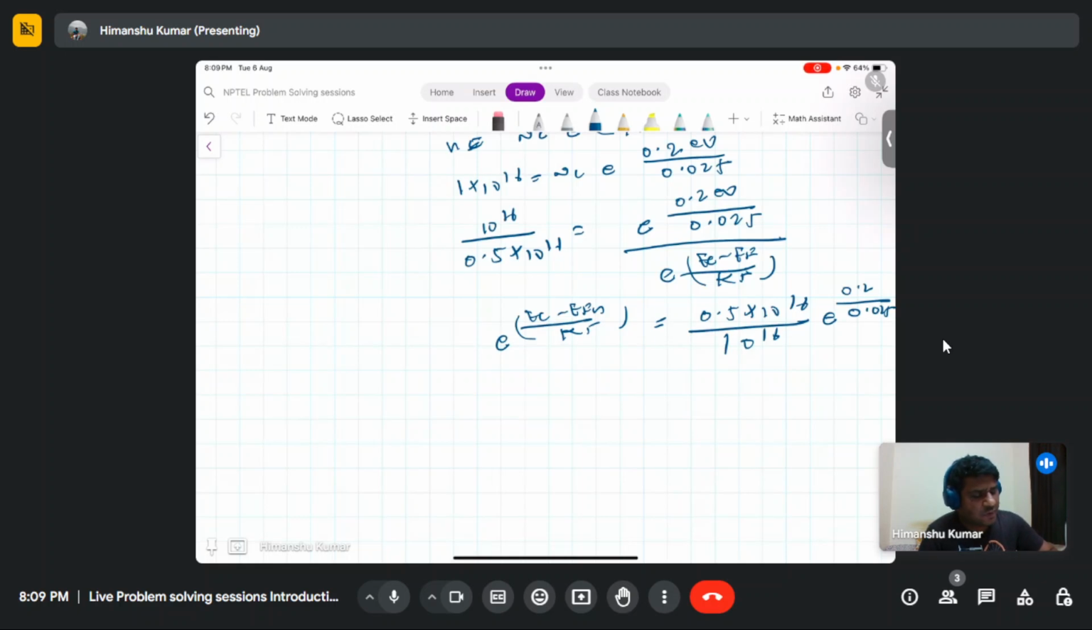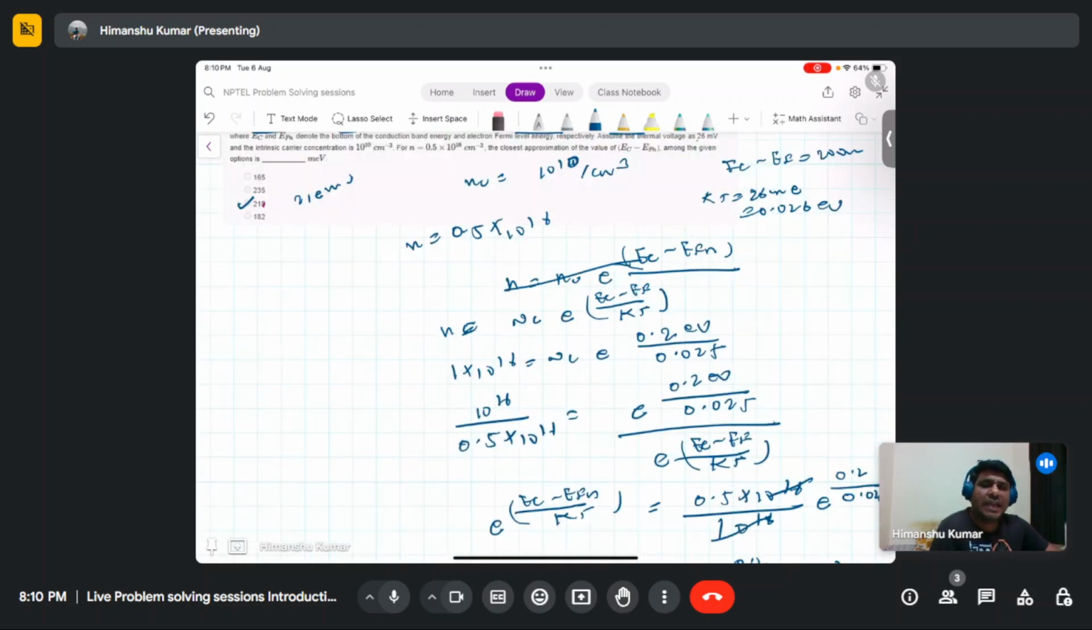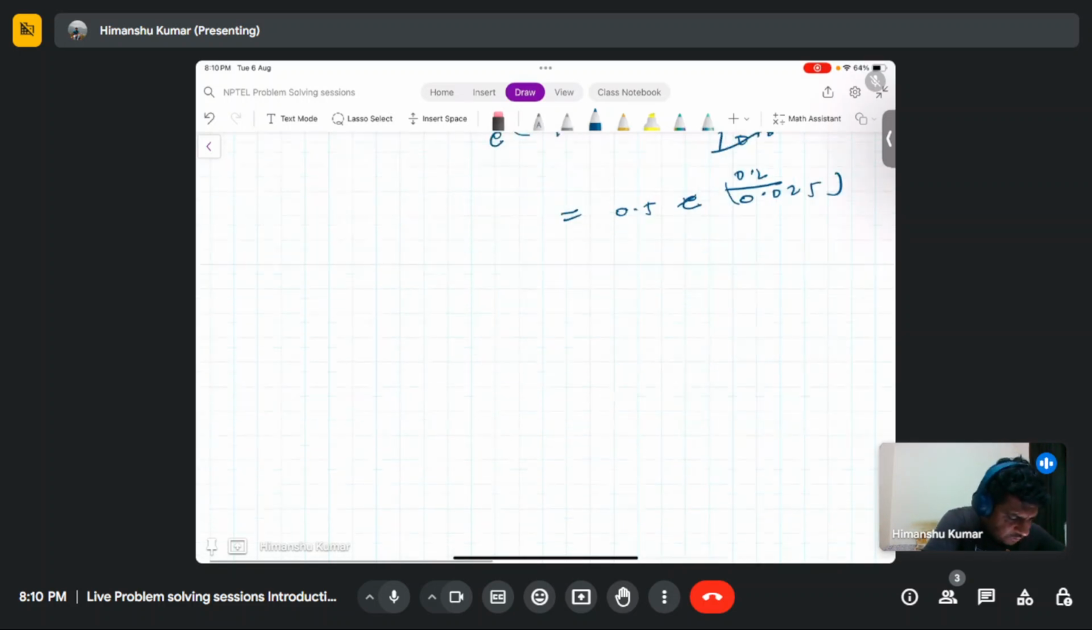It will become 0.5 exponential of 0.2 by 0.025, and if you take log on both sides, then you can get the value of EC minus EF, which will come around 0.218 electron volt or 218 milli electron volts. The answer was asked in milli electron volt, so that is the correct answer, and option C is correct. So this was a fairly simple question.